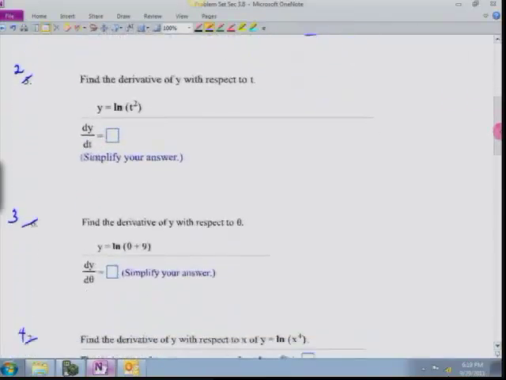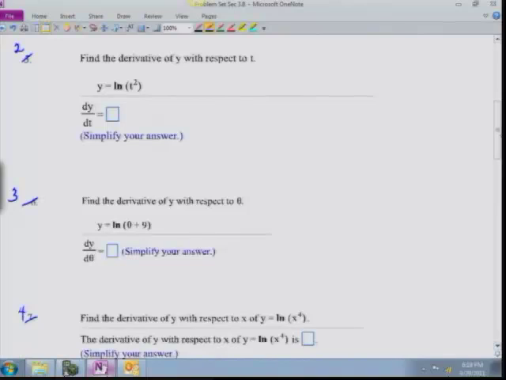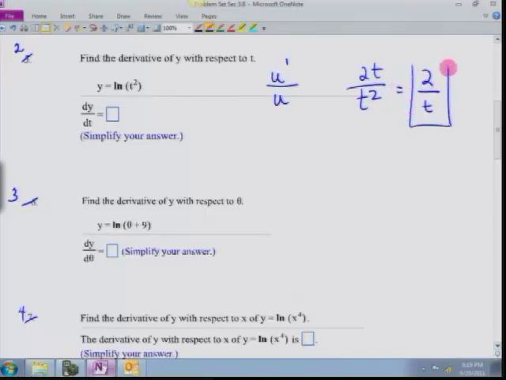Enjoy. All right. Okay. y equals ln of t squared. Okay, so what is u prime? 2t. And now what? It's 2 over t.